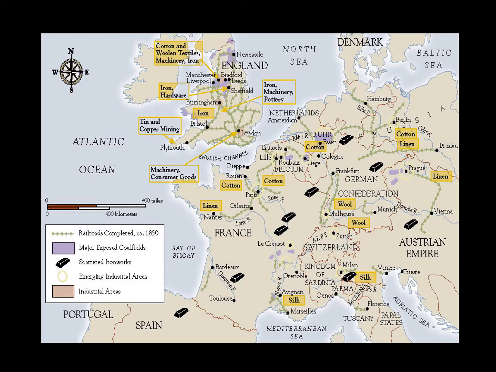This is a map of Western Europe from around 1850. As you can see, industrialization has spread to the continent, but is only pervasive in Western Europe. Southern and Eastern Europe tended to lag behind, and many peoples in those areas, especially Russia, resented it. Linen, cotton, silk, iron, and wool were major products of the Industrial Revolution, and coal was the chief source of fuel.